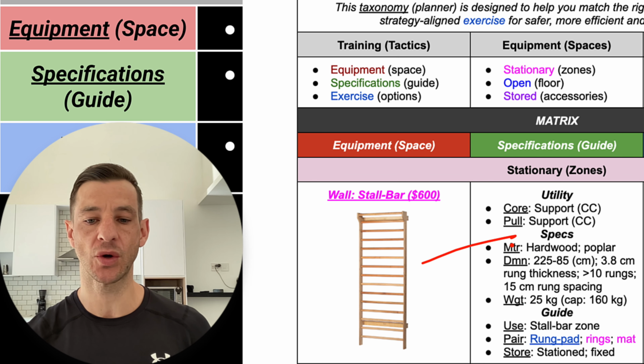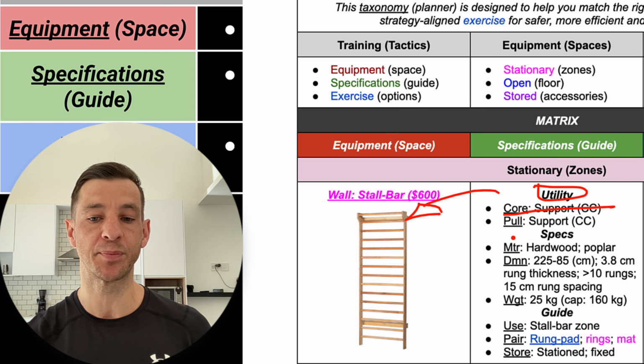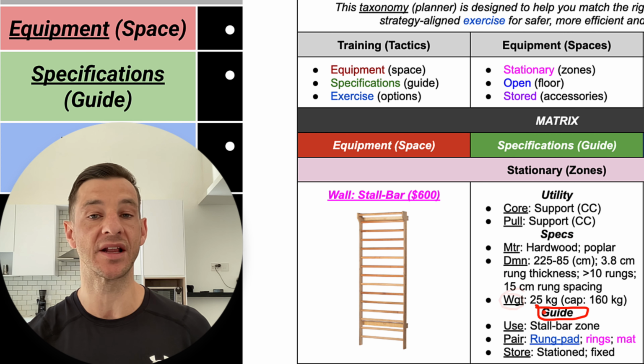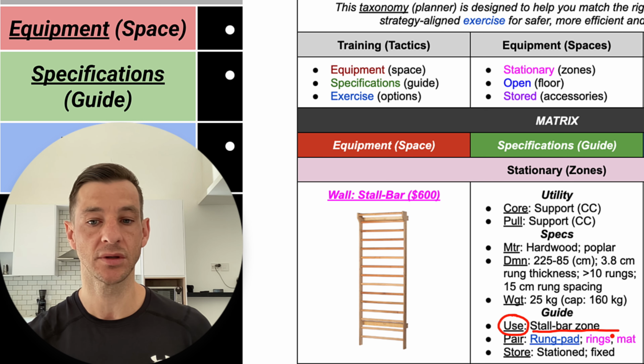Now, as you probably already saw to the right, we have our specifications guide for the stall bar. So what's the utility for the stall bar? Well, it's for core training and pull training support. In terms of our specifications, we want to look at 3 things: material, dimensions, and weight. And as for our compatibility, we also want to look at 3 things. Where do we use it? Well, it's going to be in the stall bar zone, stationary zones.